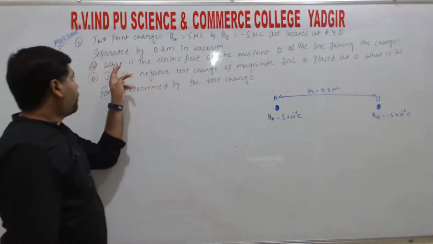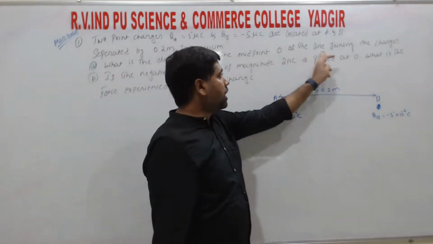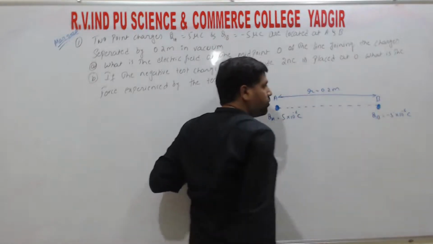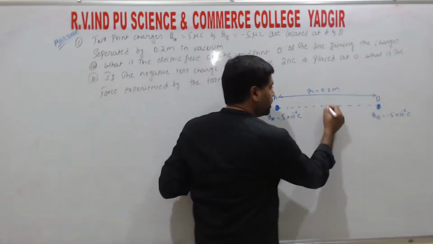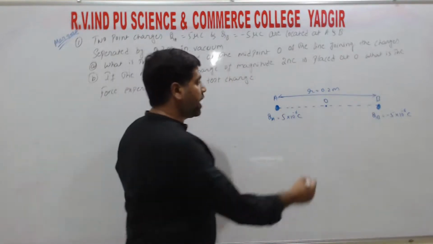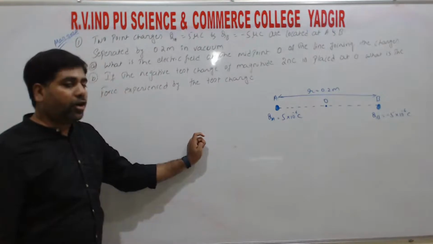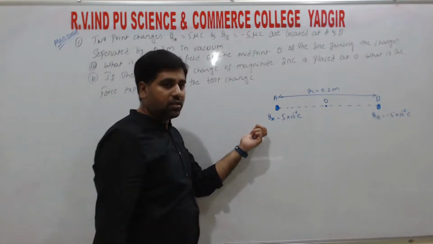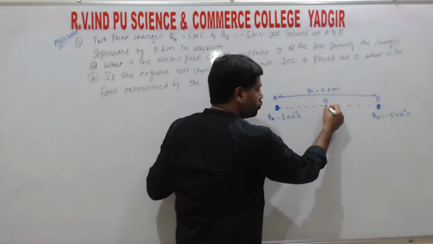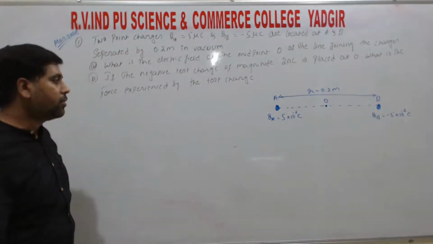Next, in the first question, what is the electric field at the midpoint O of the line joining the charges? The line joining the charges means the straight line drawn from A to B. At the midpoint means exactly at the middle. They call that point O, and we need to find the electric field at O. This is from the electric field due to multiple charges, as we discussed in the last topic. Here we have one charge and another charge.